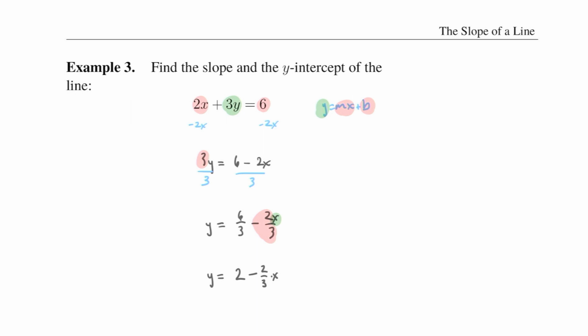And once we have it in this form, we can tell what the slope and the y-intercept are going to be. So the y-intercept is just the number that's all by itself. So in this case, it's the 2. And then the slope is the number that's in front of the x, so negative 2/3. So in this example, we just had to manipulate the starting equation in order to get it into that y equals mx plus b form. And then from there, we were able to identify the y-intercept and the slope.